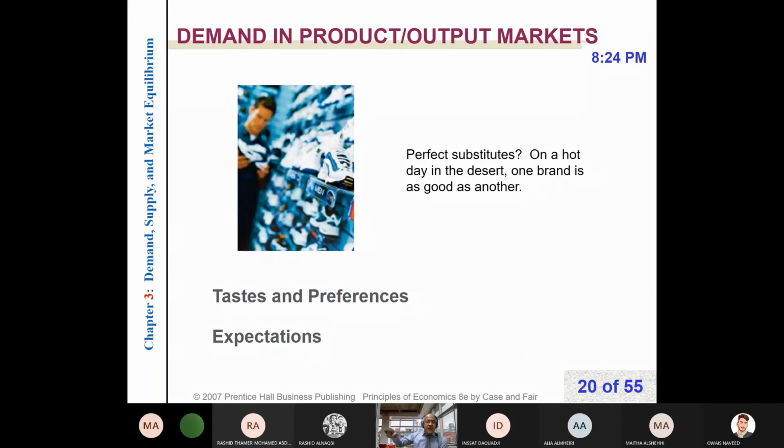But if I expect I will get fired at the end of the year, so from today, I will spend less, I will save more. So demand will decrease. So expectation will affect my behavior.